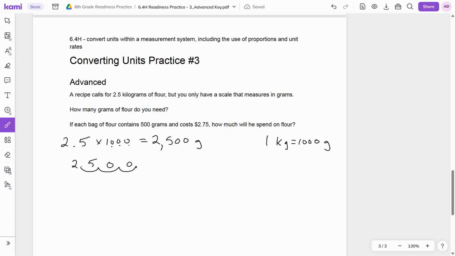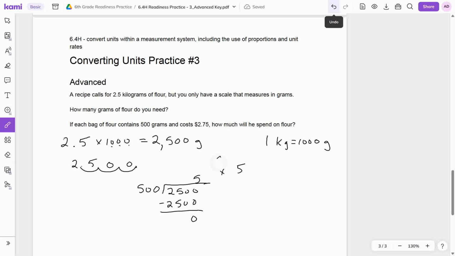All right, so each bag of flour contains 500 grams and costs $2.75. How much will he spend on flour? Well, if I need 2,500 grams, and I've got bags of flour that have 500 grams, so I'm going to divide 500 into my 2,500, and some of you can probably do this in your head. That's just going to be 5, because 500 goes into 2,500 5 times. That's 25, and then your 2 zeros. All right, so I need 5 bags. So I've got my 5 bags.